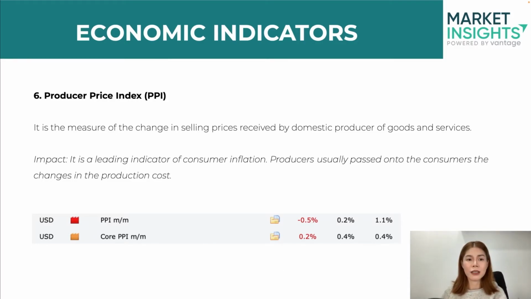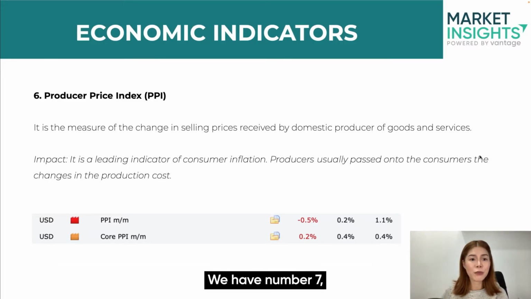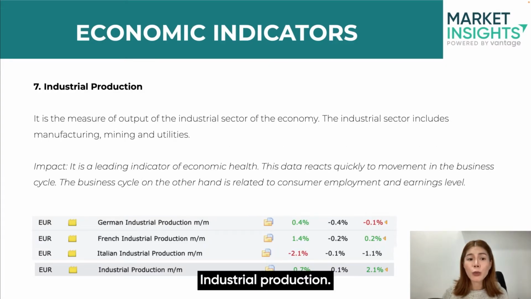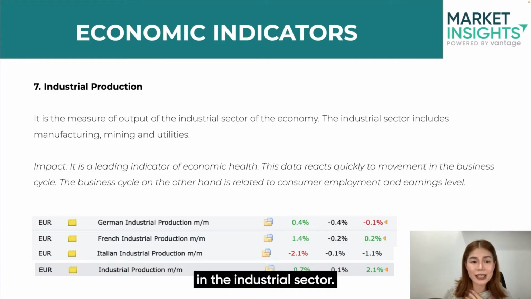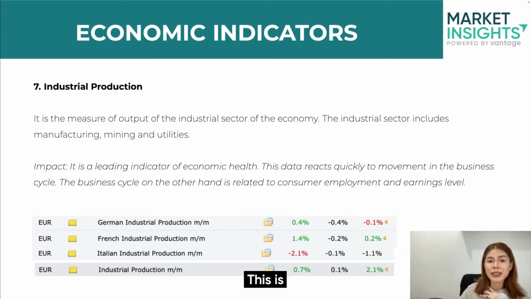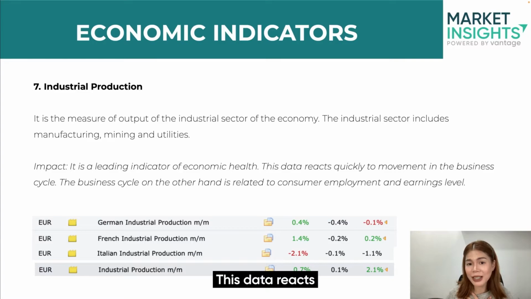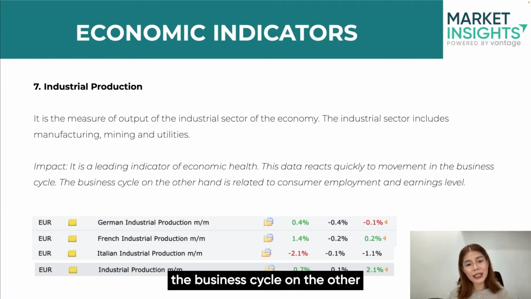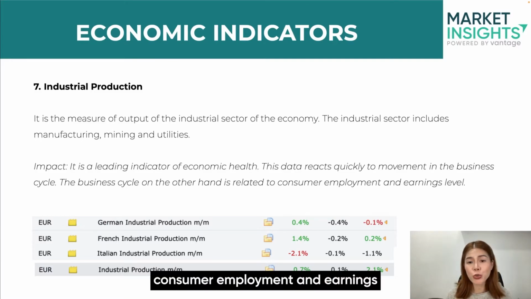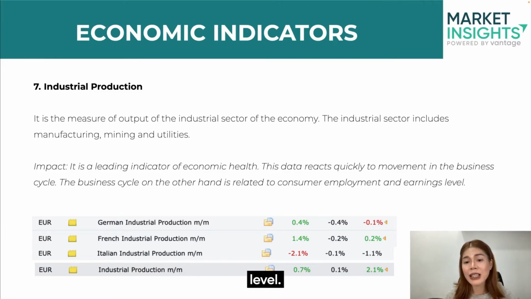Next, we have number 7, industrial production. It is the measure of output in the industrial sector. The industrial sector includes manufacturing, mining, and utilities. This is a leading indicator of economic health. This data reacts quickly to the movement in the business cycle. The business cycle, on the other hand, is related to consumer employment and earnings level.